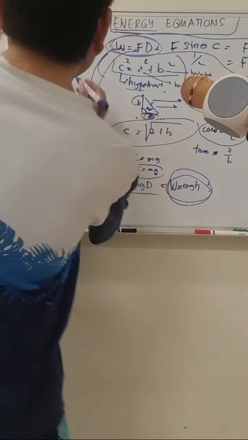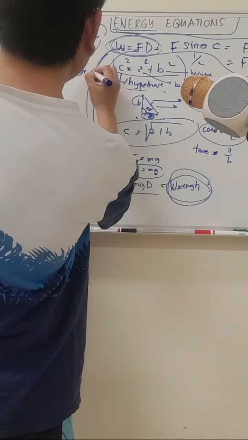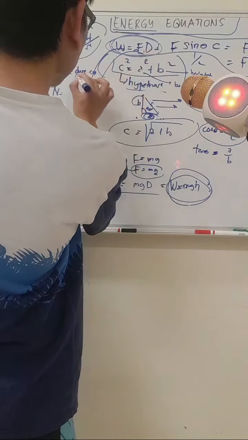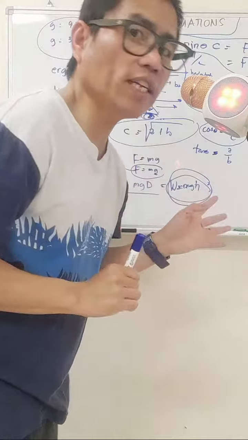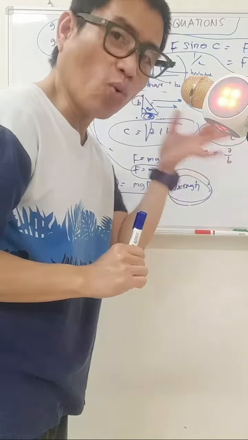So erg, what is the erg? It is dyne times centimeter. Why? Because force is your dyne, distance is your centimeter. So erg is equal to dyne times centimeter. And in general, work is equal to force times distance.